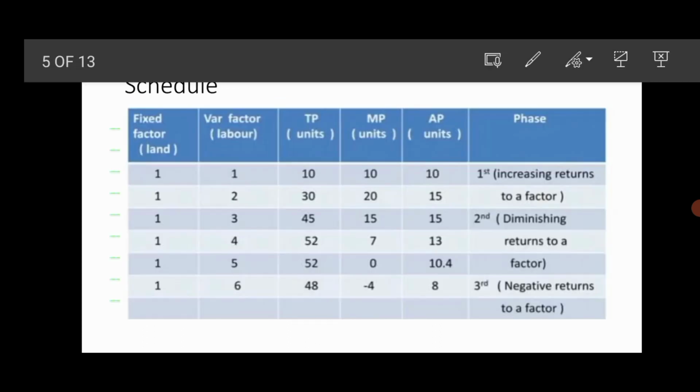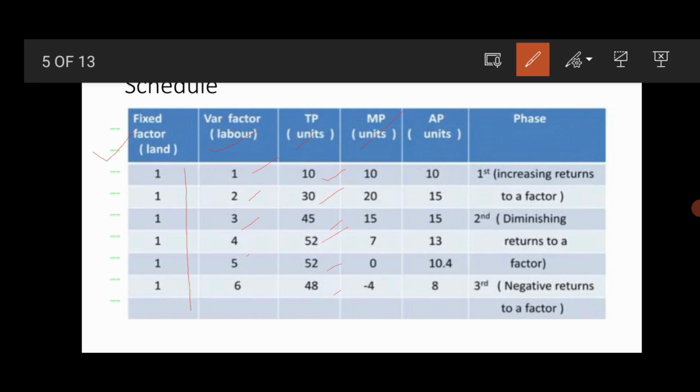Now we will see the schedule of the law of variable proportion. Here in the schedule you can see that the fixed factor is land, and this was kept constant. The variable factor is labor, and that was changed. You can see that first it is 1, then 2, 3, and it keeps on increasing. TP, the total product, is 10, 30, 45, 52, 52, 40, 48.